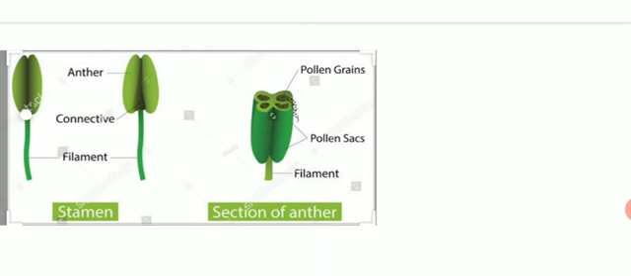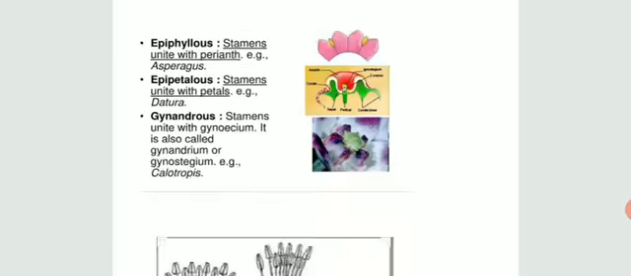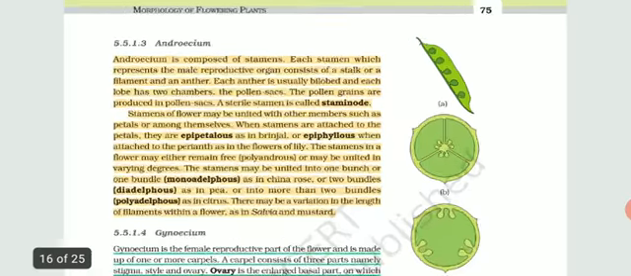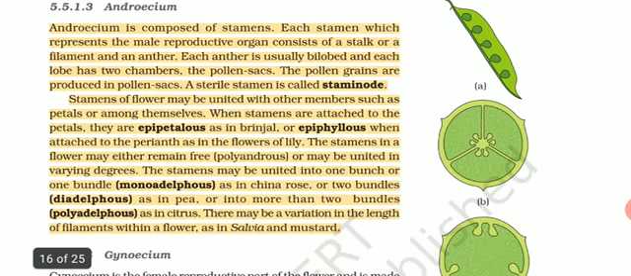Anther is always having two lobes in it. So when we cut the anther, you can see the pollen sacs are present, and these pollen sacs contain the pollen grains inside them. So let's study the structure of the androecium. It is composed of stamens. Each stamen represents the male part and consists of a filament and anther. Anther is usually bilobed and each lobe has two chambers. So a total of 4 pollen sacs are there, and pollen grains are produced inside the pollen sacs.